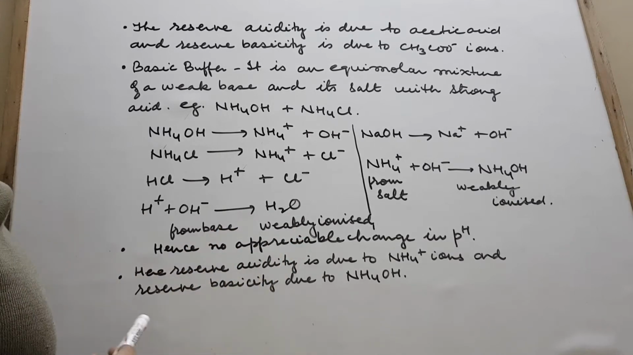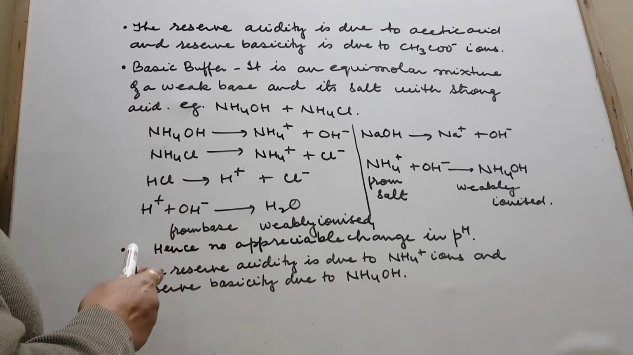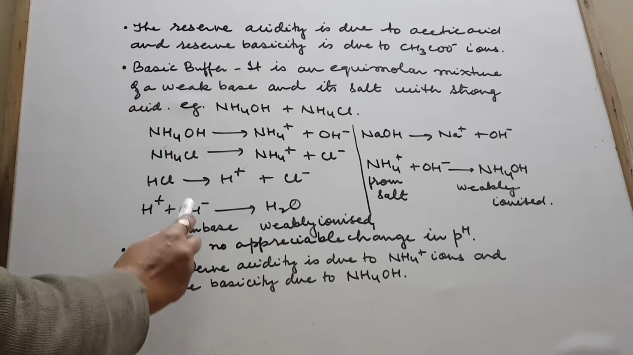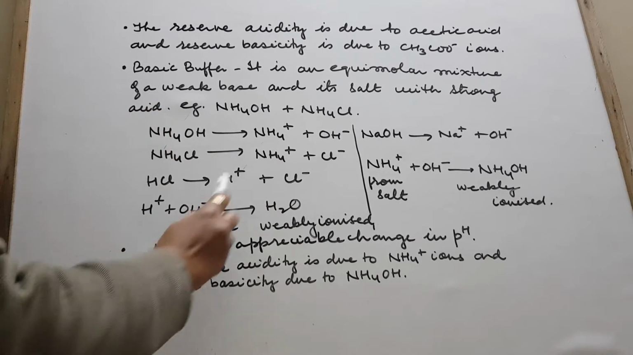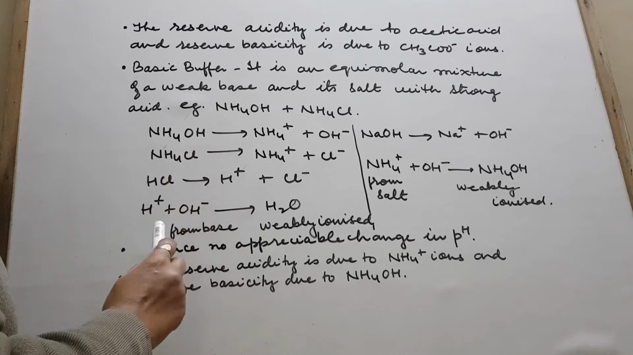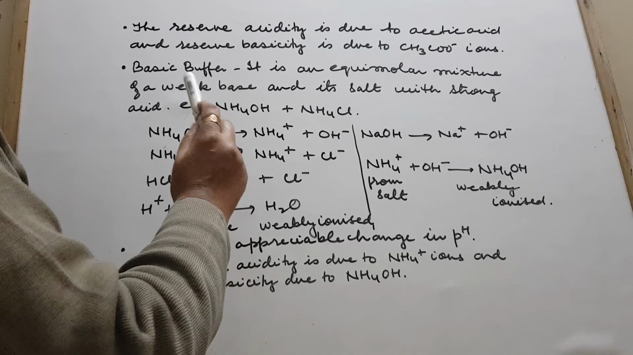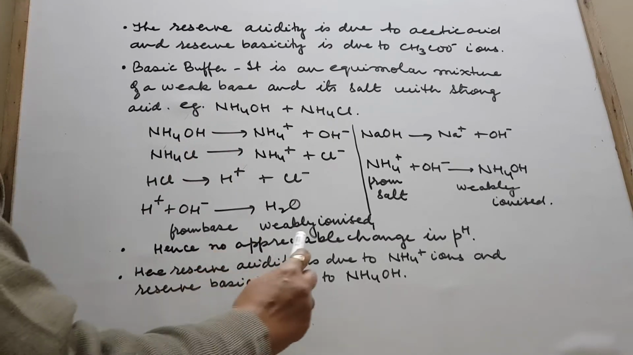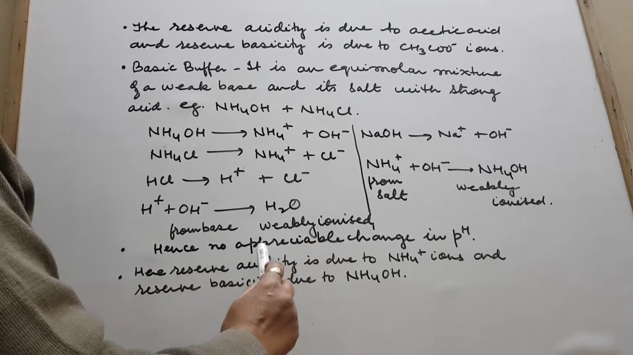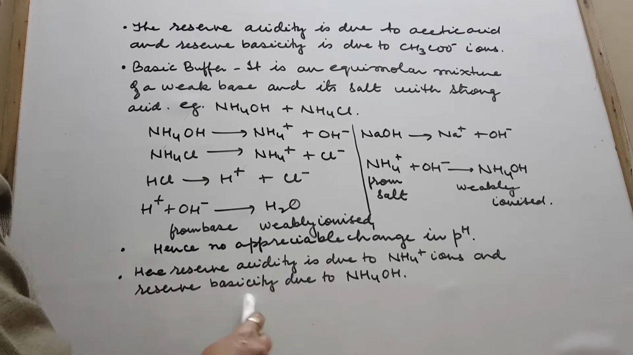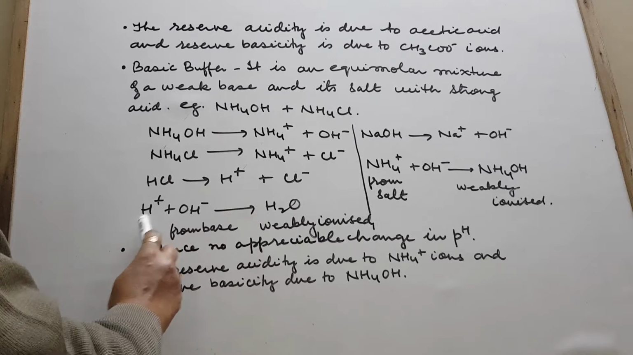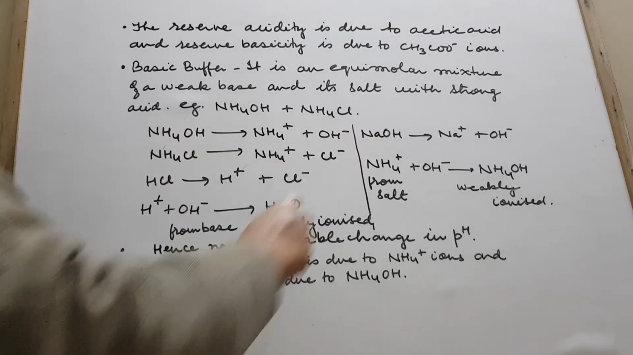So you see children, reserve basicity was due to OH minus ion, which is coming from base. So I can say here, reserve basicity is due to base NH4OH. Okay, NH4OH.